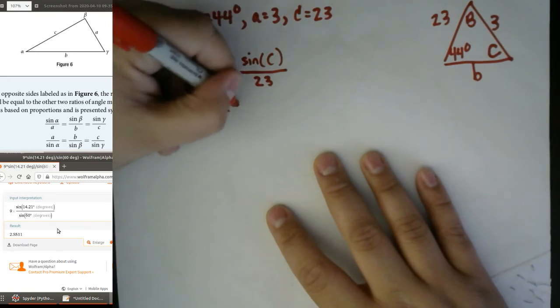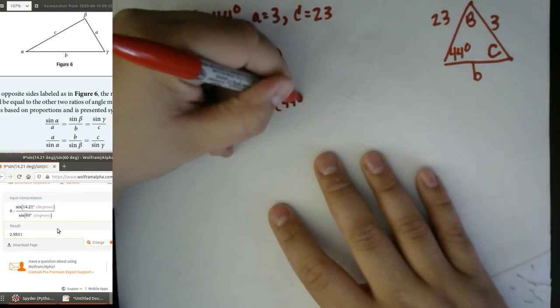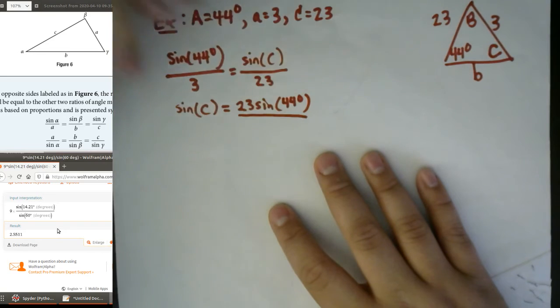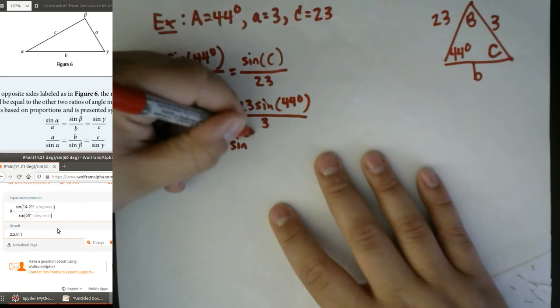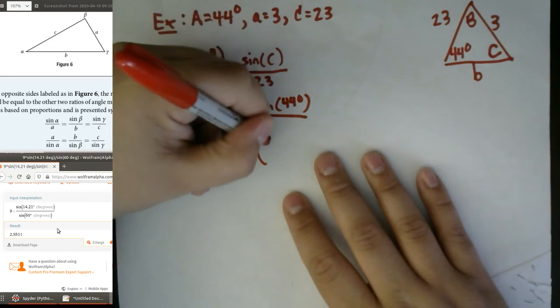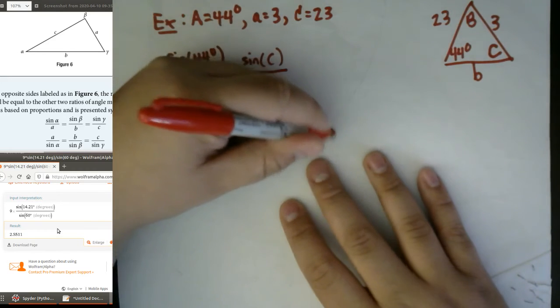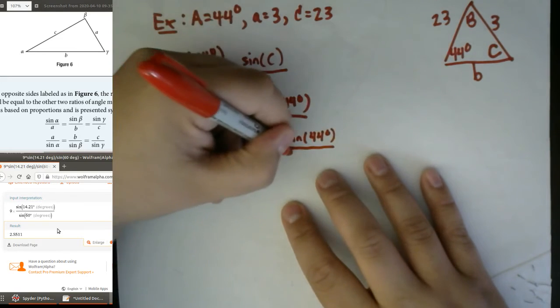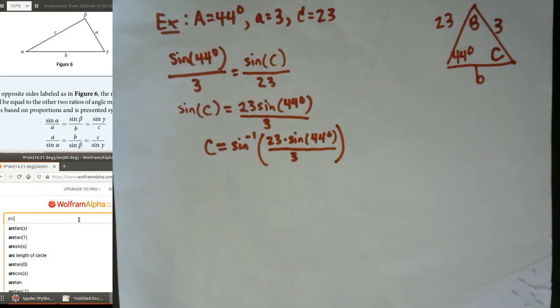and I'll get 23 sine of 44 degrees all over 3. So therefore c should be sine inverse, or arc sine if you prefer, 23 times sine of 44 degrees over 3. Well, let's compute that. So if I type this into my calculator, arc sine of 23 times sine of 44 degrees divided by 3.